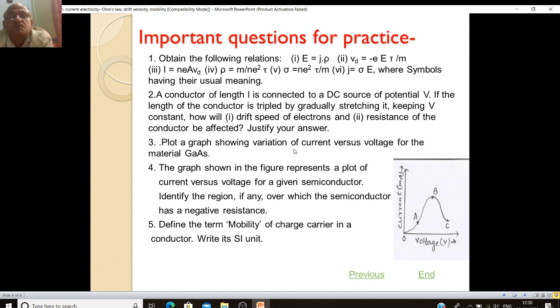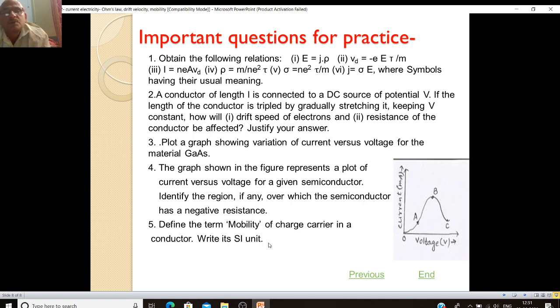Plot a graph showing variation of current versus voltage for the material gallium arsenide. Here a graph is given. Just now we have discussed up to this, in which part resistance is positive and in which part resistance is negative. Another is: define the term mobility of the charge carrier in a conductor, and write its SI unit.